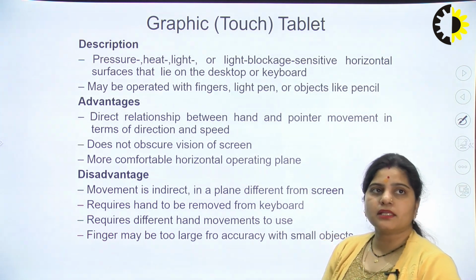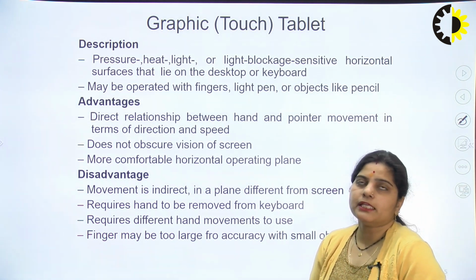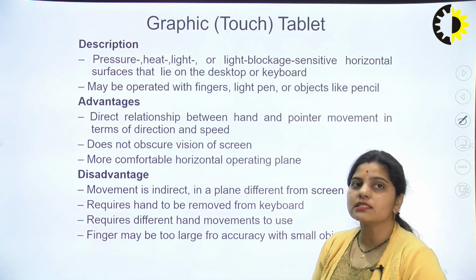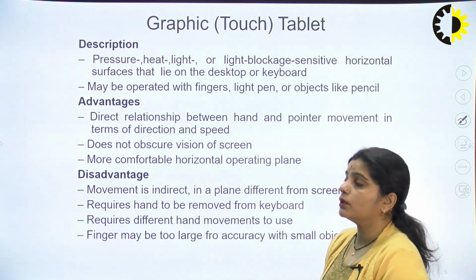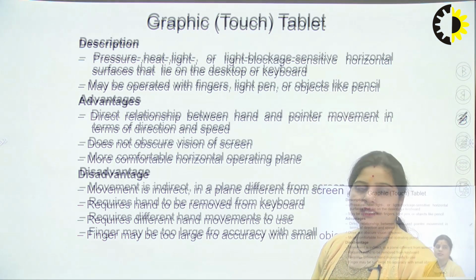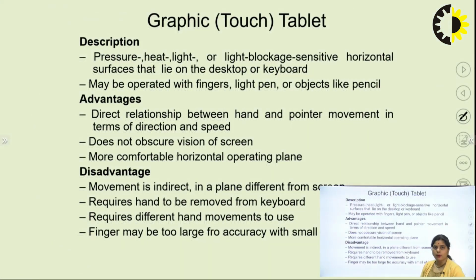The next one is graphic touch tablets. Basically, it is a pressure, highlight or light blockage sensitive horizontal surface that lies on the desktop or on the keyboard. It also has a direct relationship between the hand and the pointer movement in terms of direction and speed, and it is a more comfortable horizontal operating plane. And it also has disadvantages.